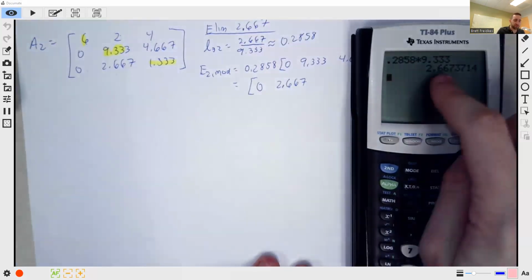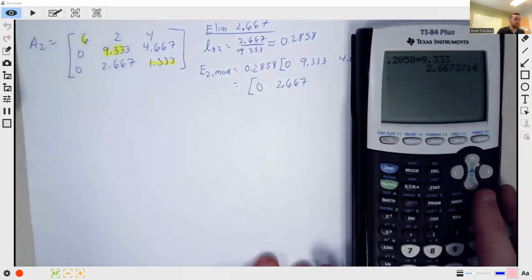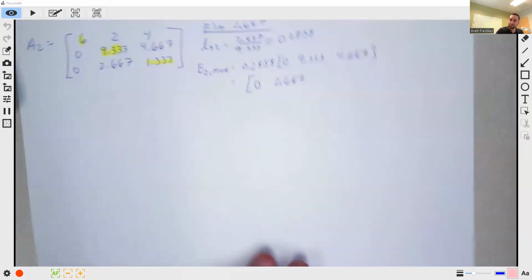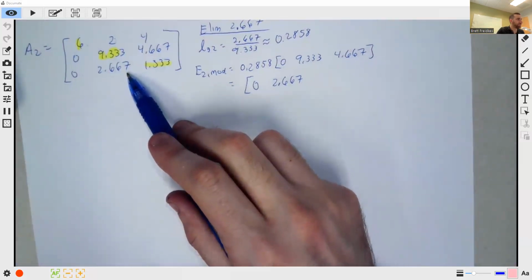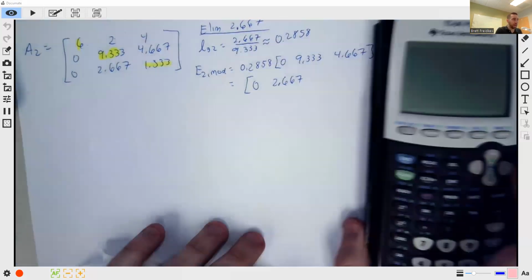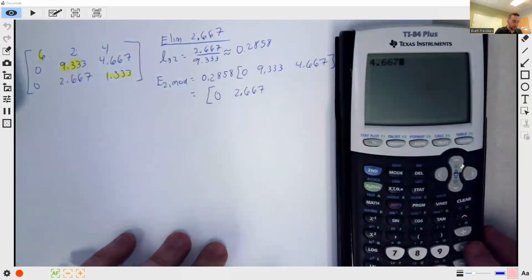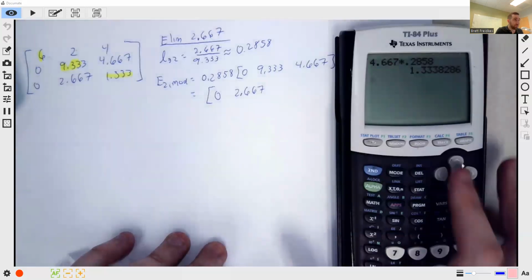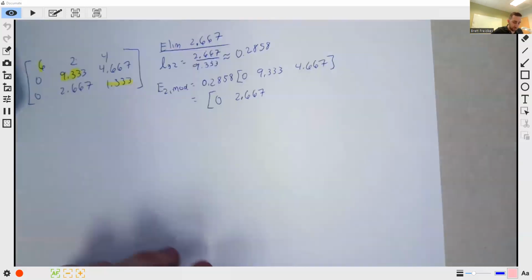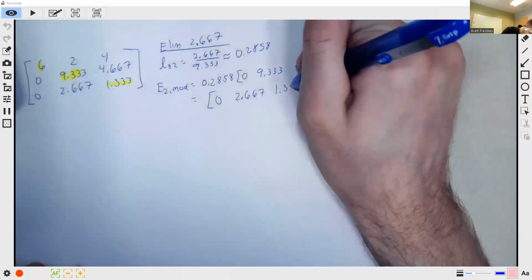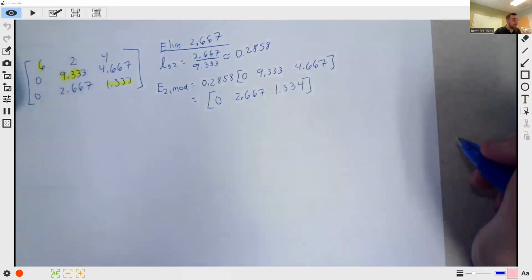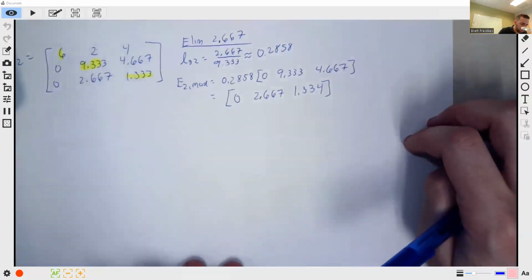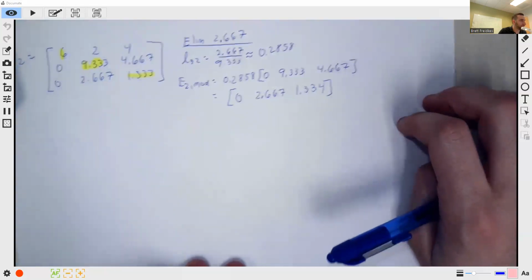But there are some cases where this number may not match exactly. But it's okay for this element because we know we're eliminating it. So we will always make sure that this ends up matching the thing we're trying to eliminate. And now we'll do our last thing, which is 4.667 times 0.2858, which is 1.334 because of the rounding. If we were to do this exactly, it would probably be exactly a third. But we're going to keep it with the sig figs for now.